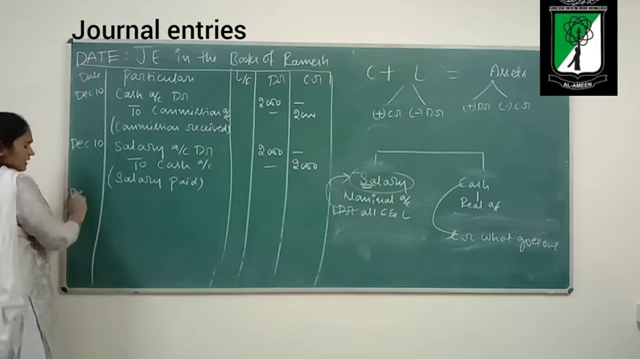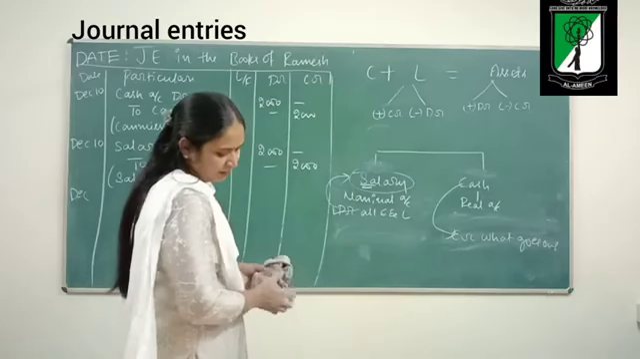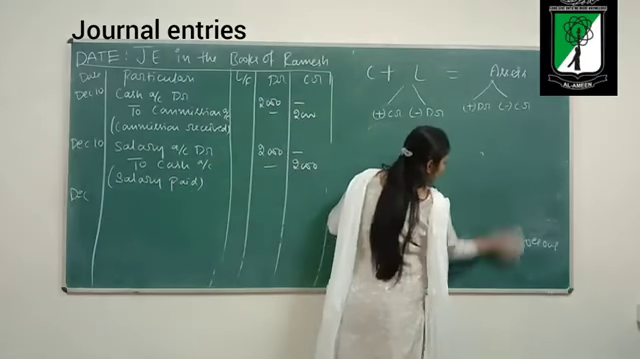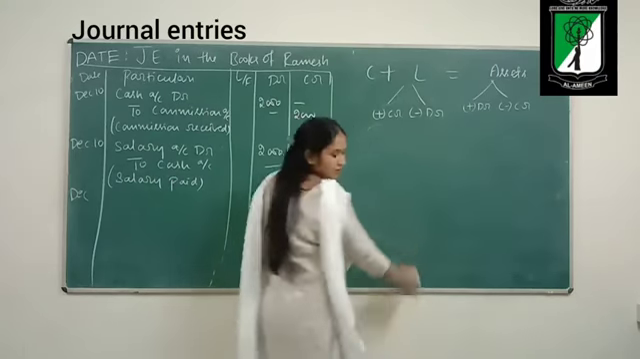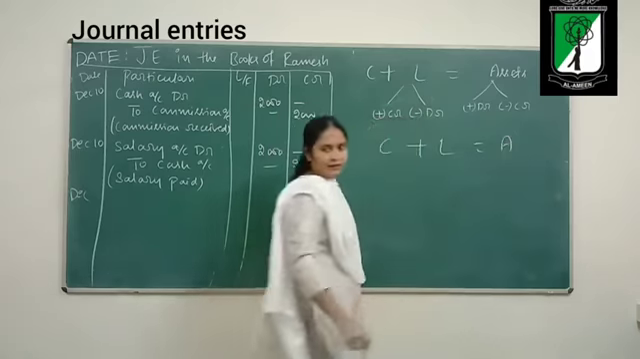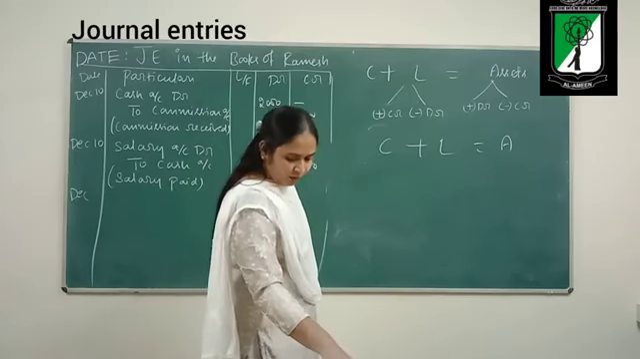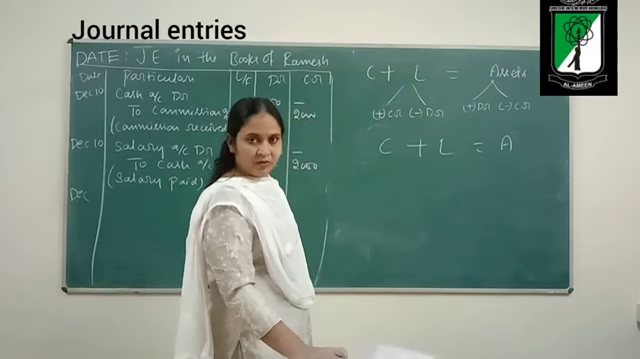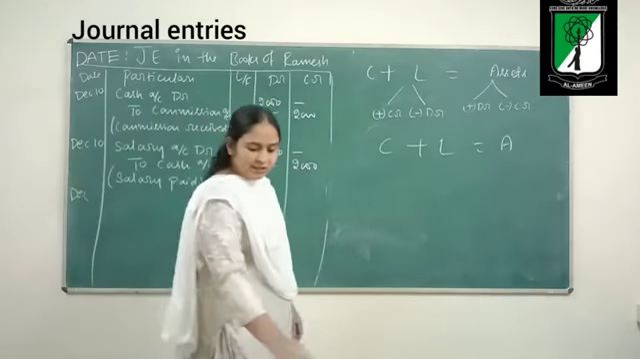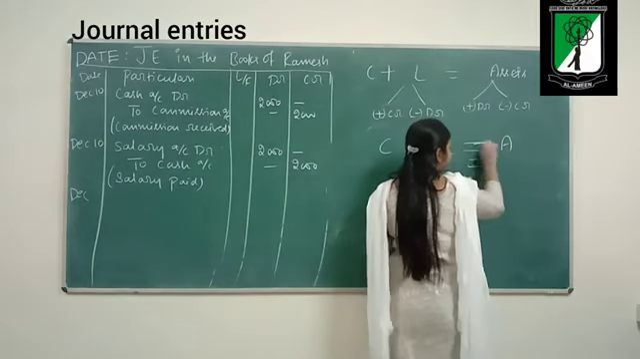Now, moving on to the next transaction. December 12, goods returned by Sohan, rupees 1500. Now Sohan is returning goods. What was Sohan? Sohan was our customer. We had sold goods to Sohan on credit. Now goods are returned by Sohan.